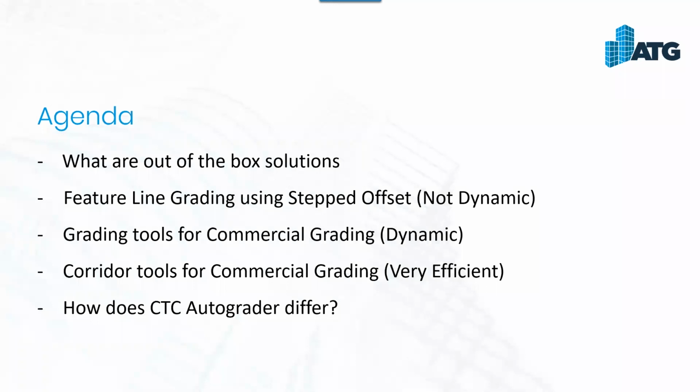So what I'm going to look at is one of the first adaptations to grading, which is using the feature line stepped offset. It's not dynamic by any stretch. One of the things that it oftentimes does create is a little bit more of a mess. You could get confused on what you have updated and what you haven't updated. A lot of times it's going to involve a lot of erasing feature lines and starting over so that you can figure out where you were.